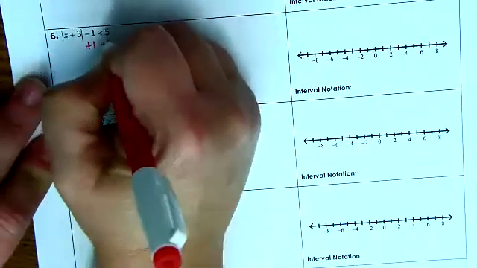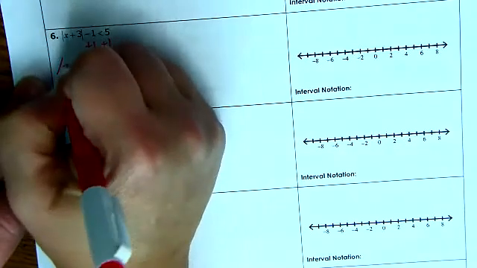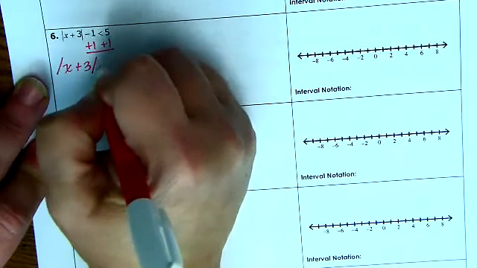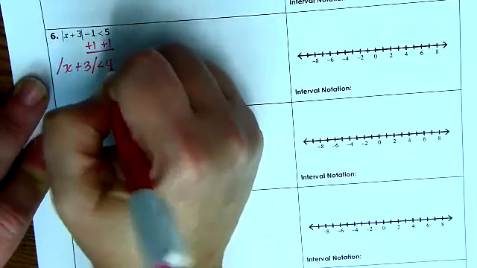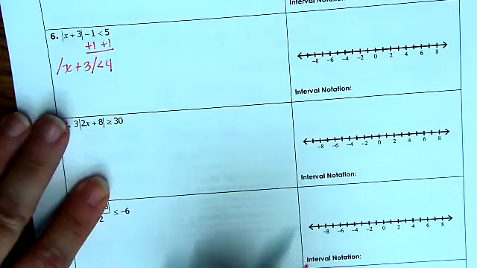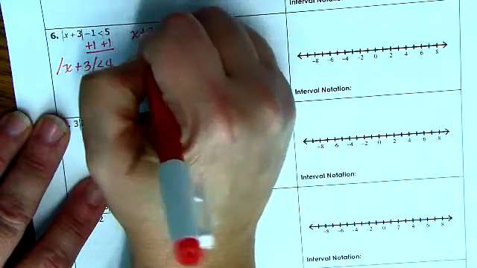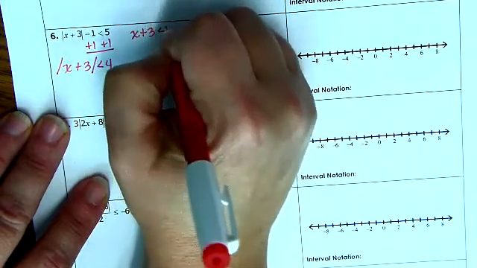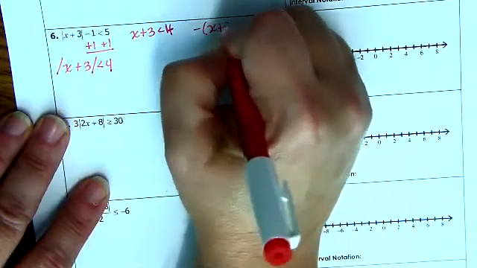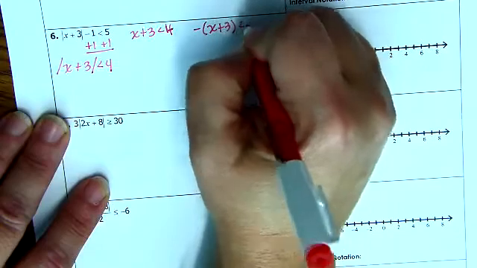Okay, so first things first, I've got to get the absolute value symbols by itself. So I'm going to add 1 to both sides first. So now I have absolute value of x plus 3 is less than 4. Now I separate it into my two problems. Remember, I've got the positive scenario and the negative scenario. So I have x plus 3 is less than 4. And then I have negative x plus 3 is less than 4.